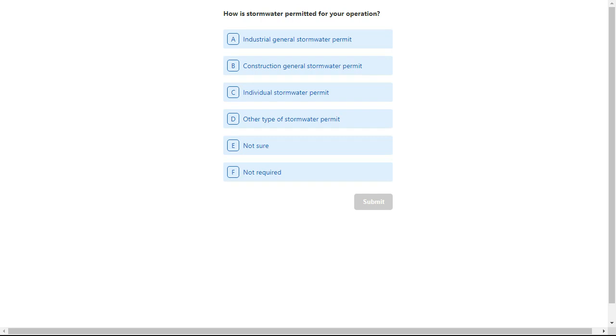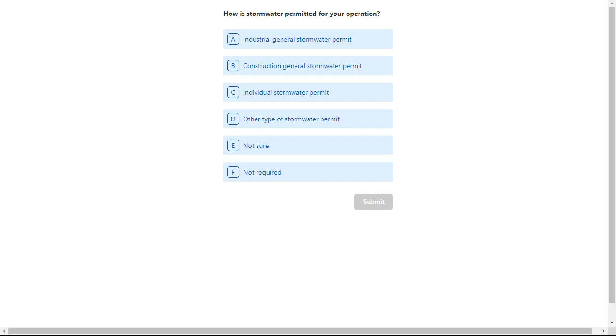The thing is, because stormwater can impair water bodies and pollute drinking water, federal EPA and many states regulate stormwater and require permitting. And those permits require a Stormwater Pollution Prevention Plan to prevent those toxic stormwater discharges.